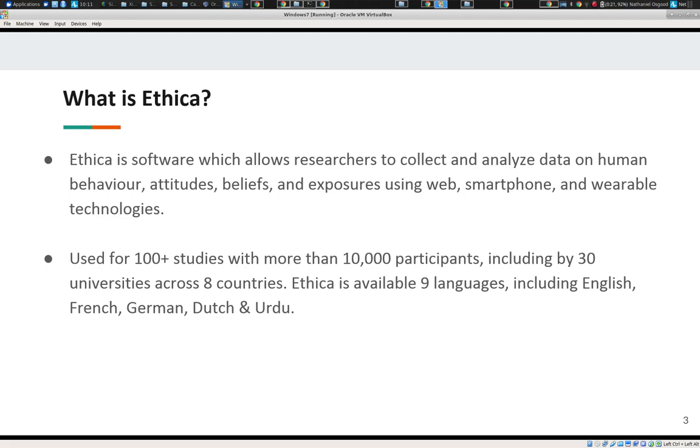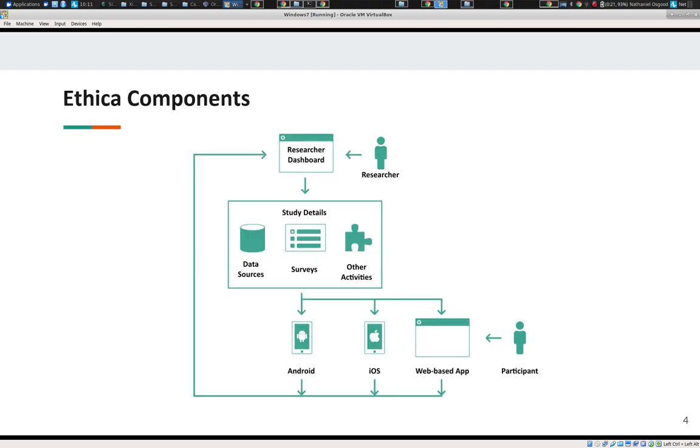It's software. So Ethica software allows researchers to collect and analyze data related to human behavior, exposures, attitudes, beliefs, using smartphones, wearable technologies, and now in a big breakthrough with web as well. It's been used for over 100 studies, more than 10,000 participants in 8 countries. It's available in 9 languages and used in some, like Bengali, as Rifat could tell you, even though the Ethica interface is not fully available there.